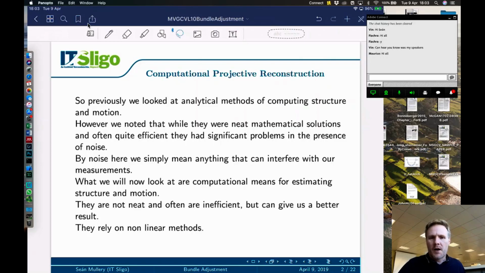However, we noted that while they were neat mathematical solutions, and often quite efficient as well, they had significant problems in the presence of noise. By noise here, what I'm referring to is anything that can interfere with our measurements. So it's important to always get an idea of what we mean by noise, what type of noise we're dealing with and what effect it's going to have.